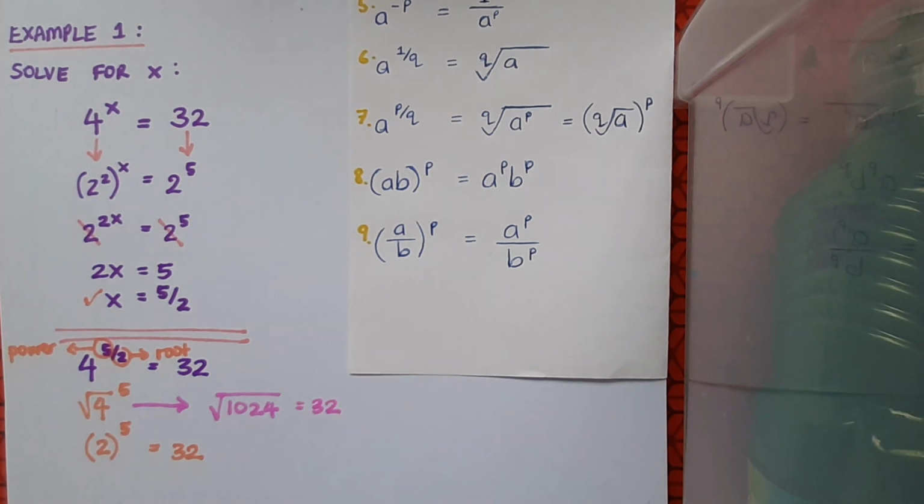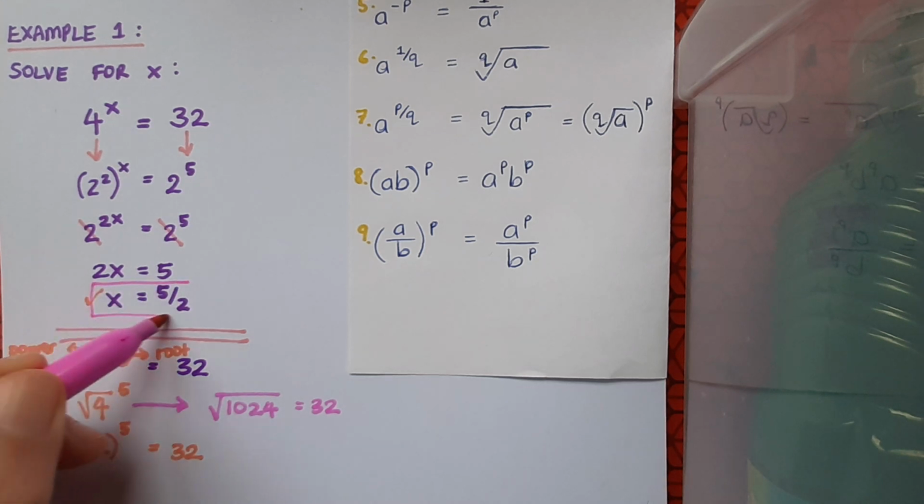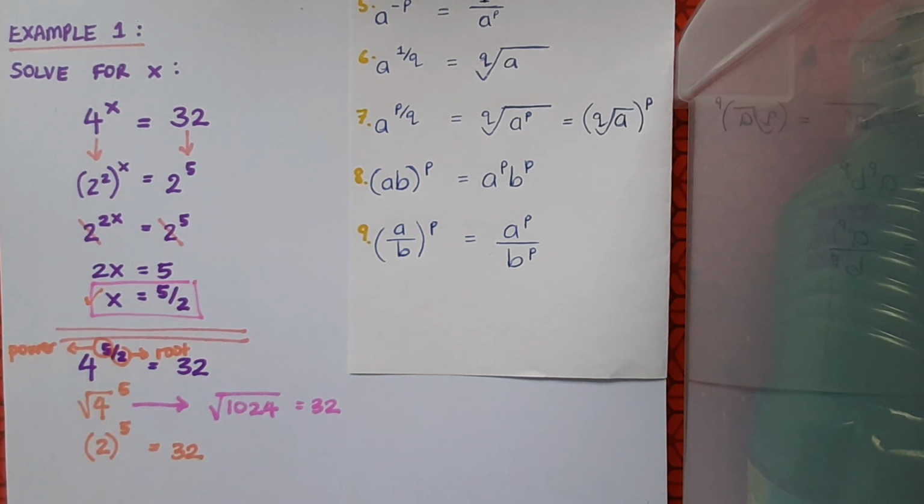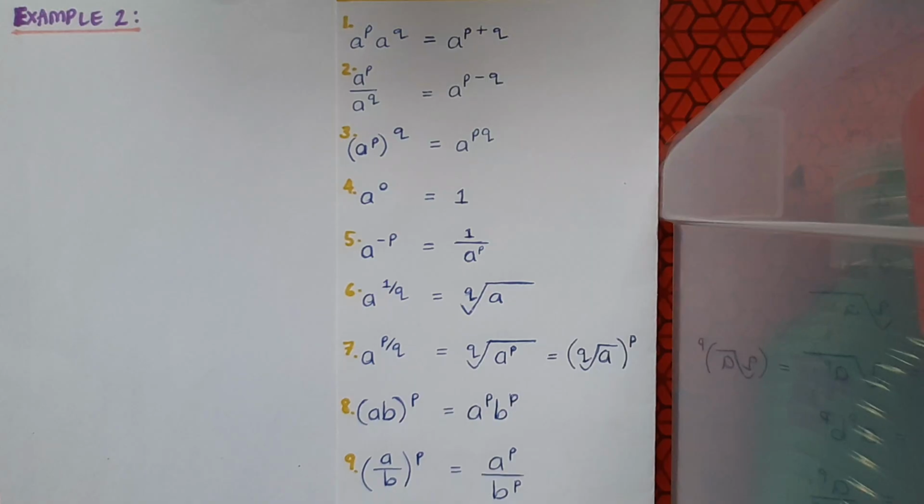Okay, I've got slightly sidetracked here just to point this out. The x equals 5 over 2 is the answer for my example. This is just a little bit of a side note on why improper fraction powers are better than decimal versions or mixed numbers. Okay, so here's example 2.